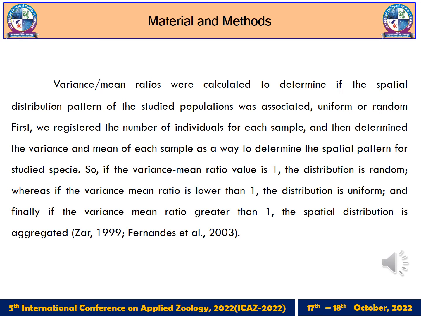So, if the variance mean ratio value is 1, the distribution pattern is random, whereas if the variance mean ratio is lower than 1, the distribution is uniform, and finally, if the variance mean ratio is greater than 1, the spatial distribution is aggregated.